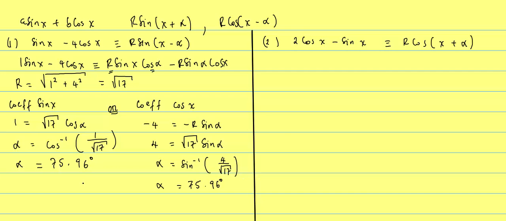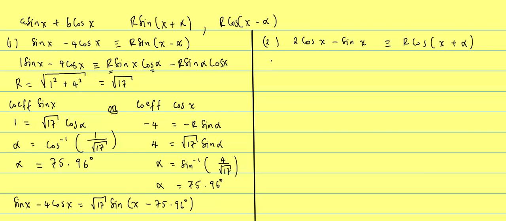So to answer the question, what we are saying is that sine x minus 4 cos x is equal to the square root of 17 sine (x minus 75.96 degrees).